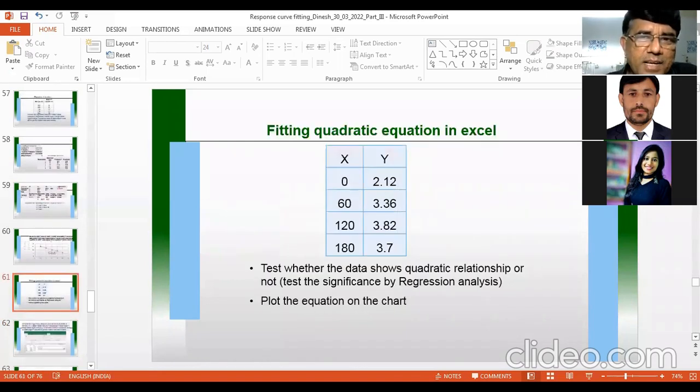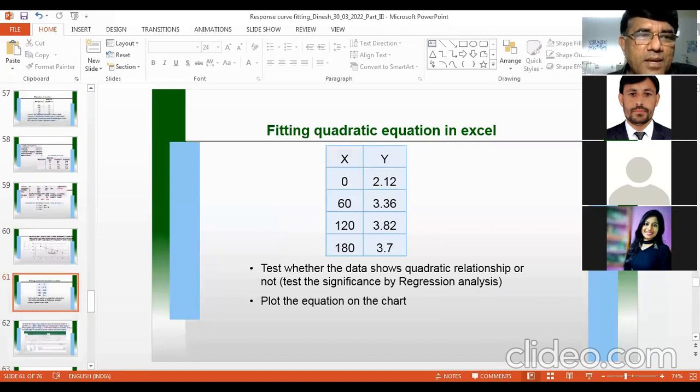Now fitting quadratic equation. Is the voice not audible? Yes. Yes, sir. Now his voice is okay. My voice is not audible.